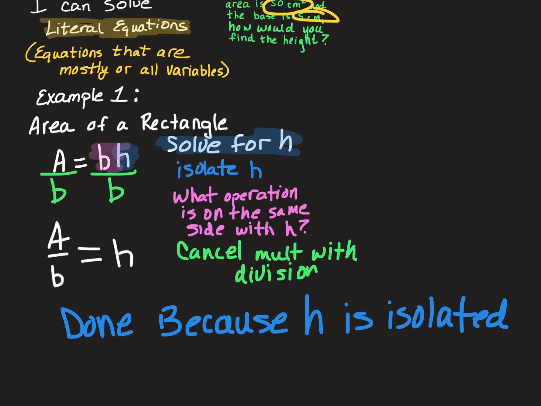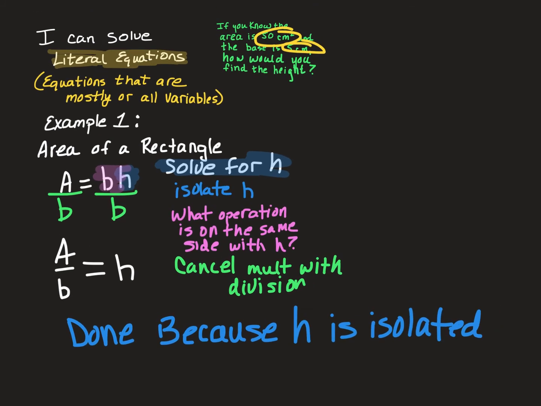That is actually what makes this a literal equation. See that yellow? Equations that are mostly or all variables. So again, science would be the place you would see this typically, because you do have a million formulas to know for science, and they're just asking you to rearrange it for the variable you're interested in. So that one was pretty basic, right? We just divided both sides by b.